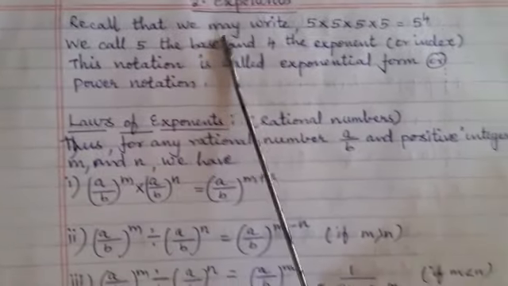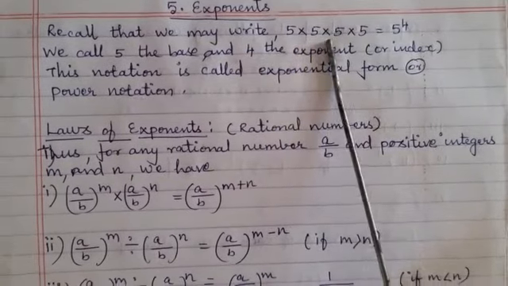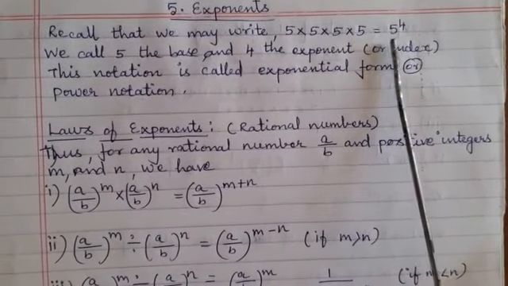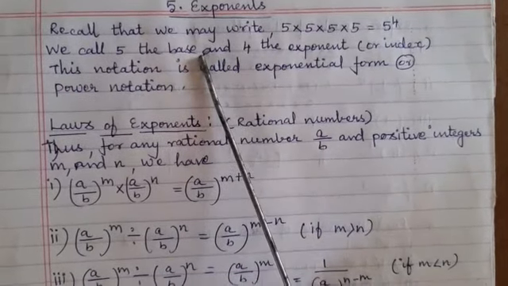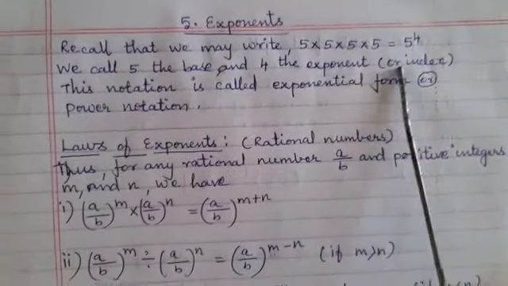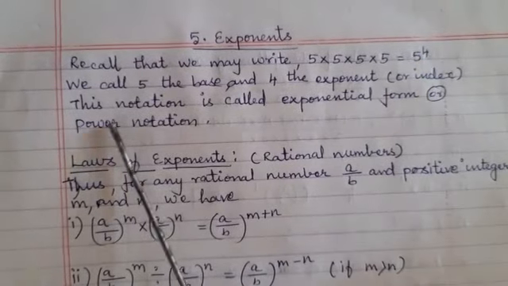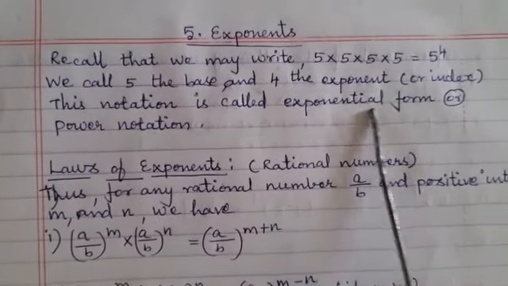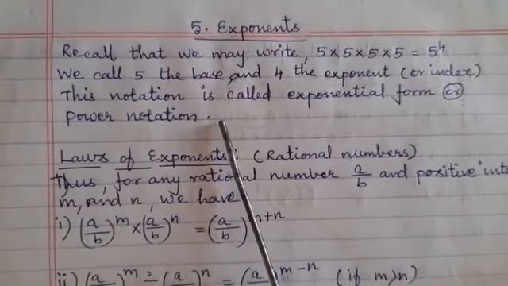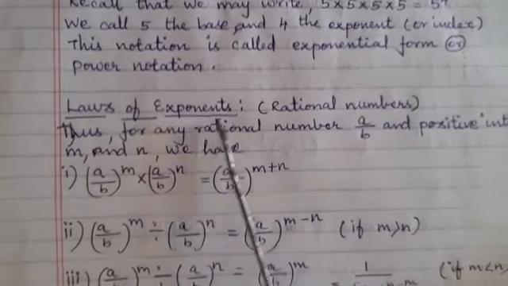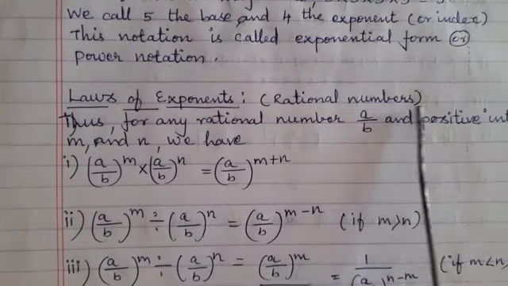Recall that we may write 5 into 5 into 5 into 5, which is equal to 5 to the power of 4. Here we call 5 the base and 4 the exponent, or index, or power. This notation is called exponential form or power notation. Now we come to the laws of exponents related to rational numbers.